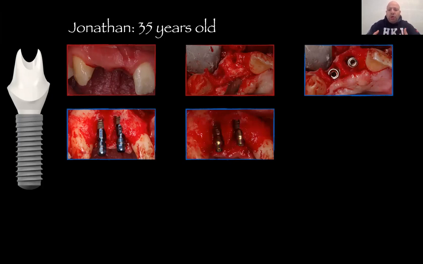Now, once you want to deal with this case, you need to do a proper space analysis. You need to look at the buccolingual, which is important, but even more important, the mesiodistal spaces. And whenever you place two implants adjacent to each other, you need to focus on the bone in between the two implants, because this bone is going to support the papilla in the future.